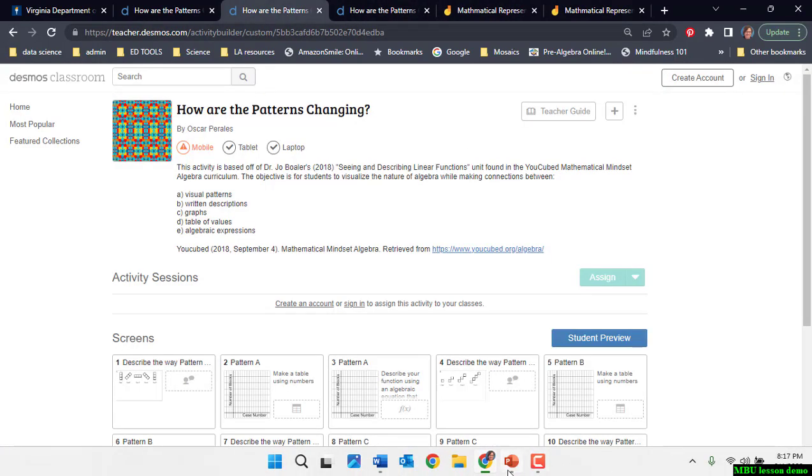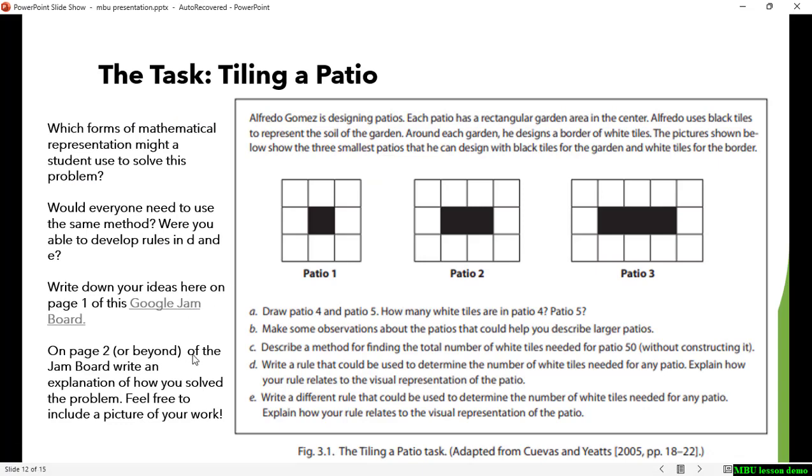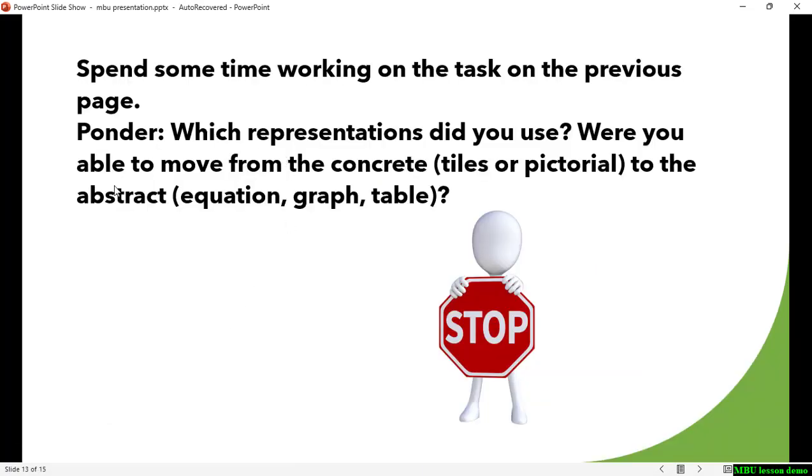Okay, and then lastly, for this lesson, once you've done all of that, okay, there's a little thing here to make sure people stop and think about the representations they used. Okay, what did they move from concrete to abstract? Some of the things that we have talked about in this class.